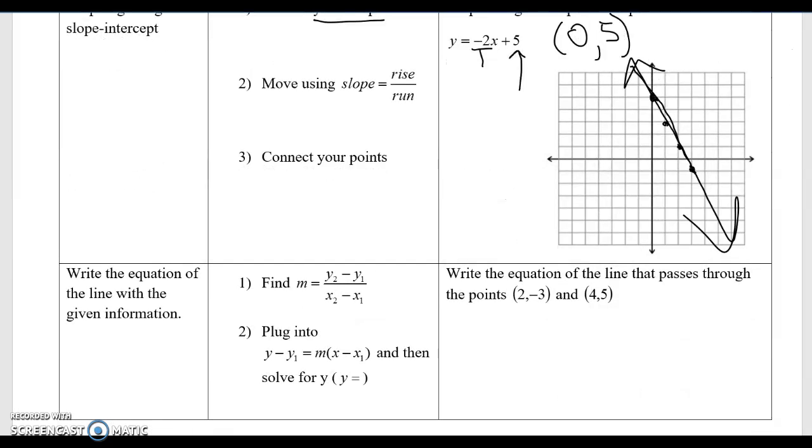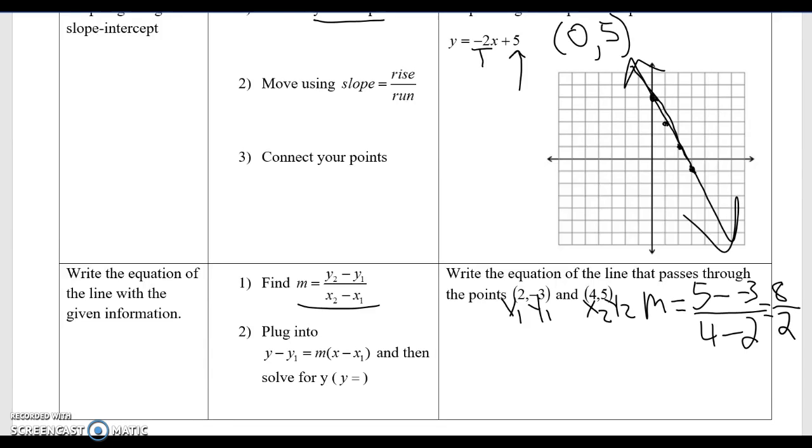The final example, we want to write the equation of the line with the given information. So we need to figure out what our slope is using x1, y1, x2, and y2. So we'll calculate that. And with that, we can get the equation. So 5 minus negative 3 is 8, over 4 minus 2 is 2. So my m equals 8 divided by 2, which is 4.